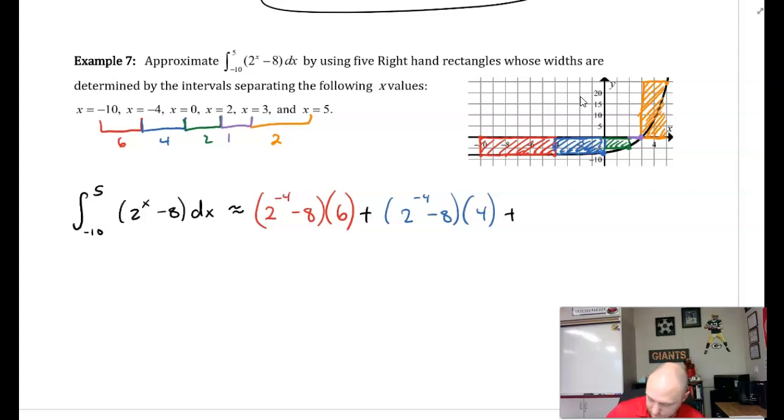plus we have 2 to the power of 2 minus 8. That width is 2. And then we have plus 2 to the power of 3 minus 8, and that width is 1.